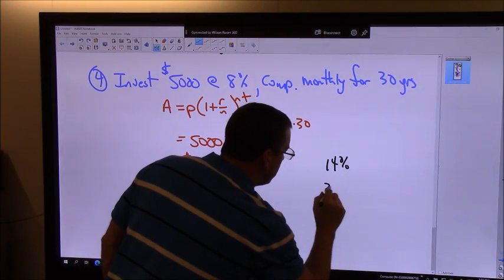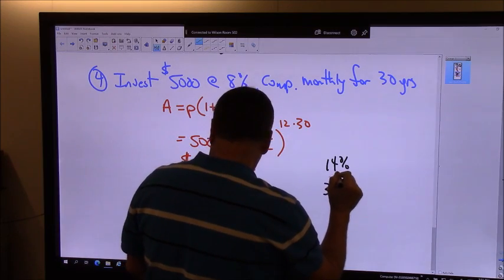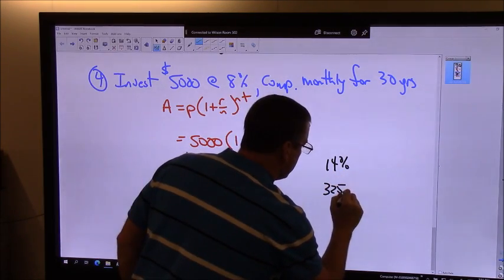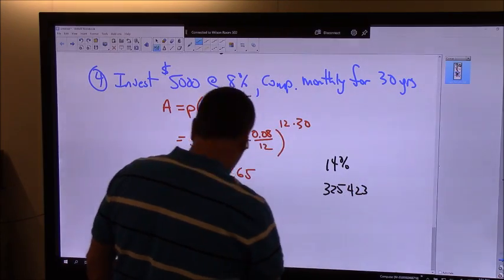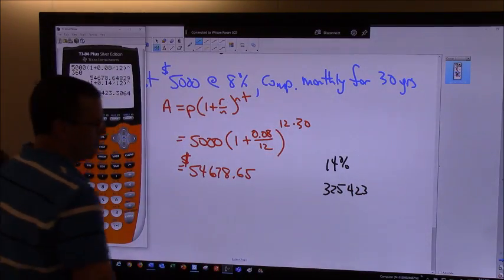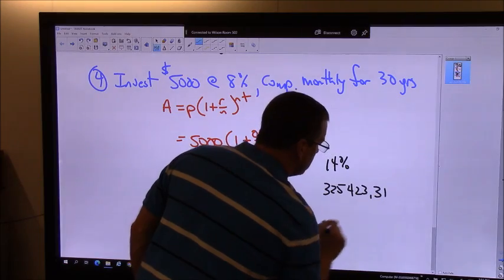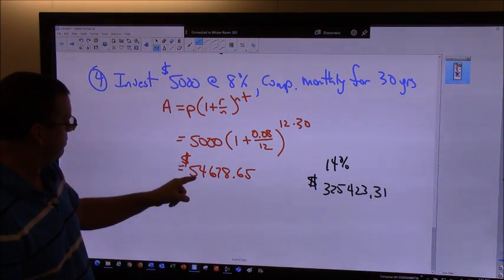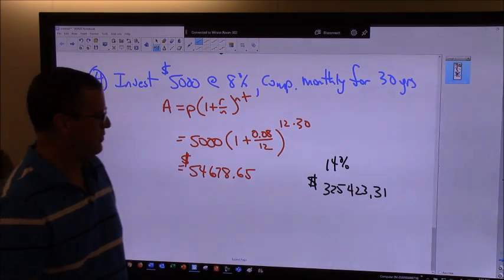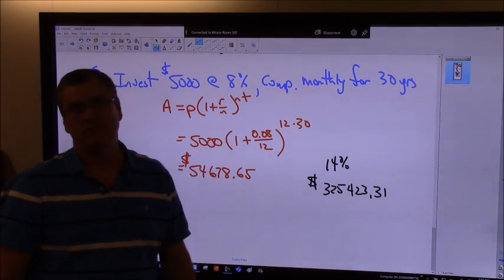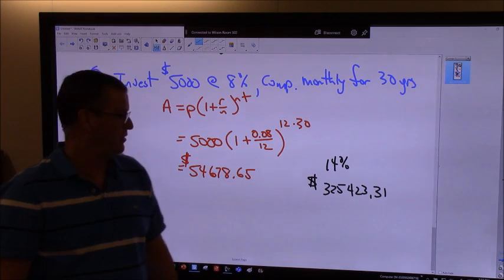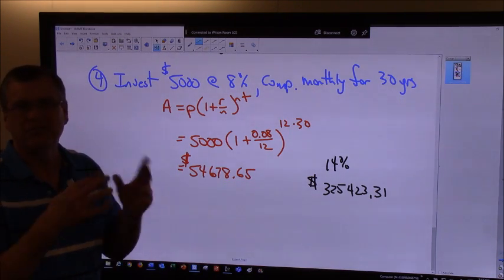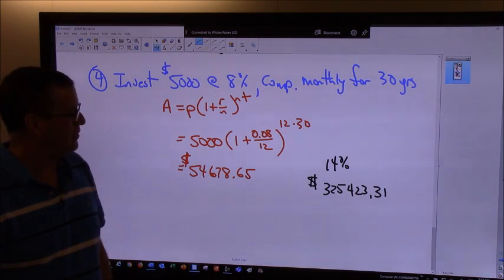$325,423.31. That's a big difference. That's about a $275,000 difference. I'm just estimating. That's kind of a lot.